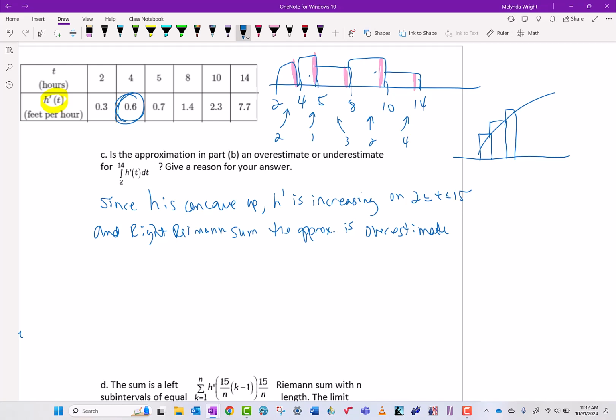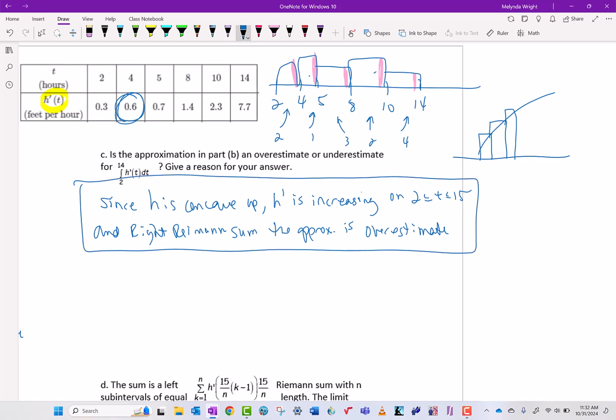The explanation has to be like this. We've got to talk about concavity or the function increasing or decreasing. This h is the function, it is increasing. Since it's increasing and a right Riemann sum, that's why it's an overestimate, not really because of the boxes. That's just to help us visually understand.